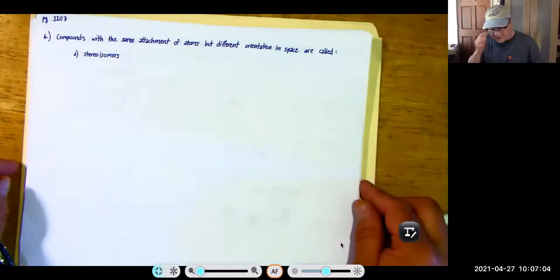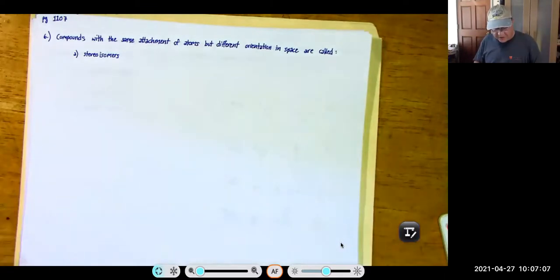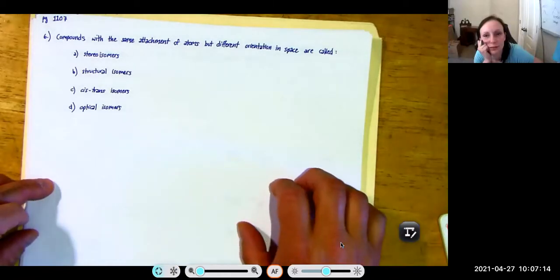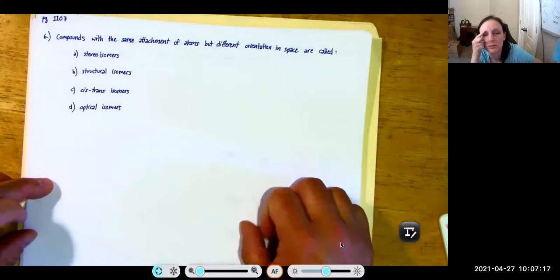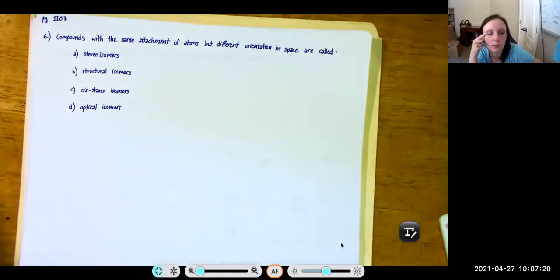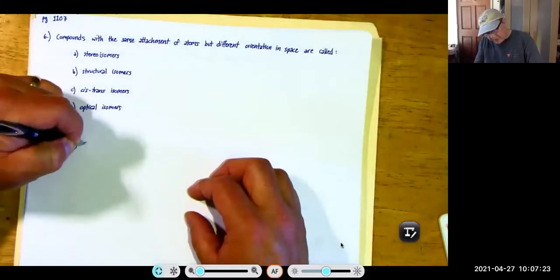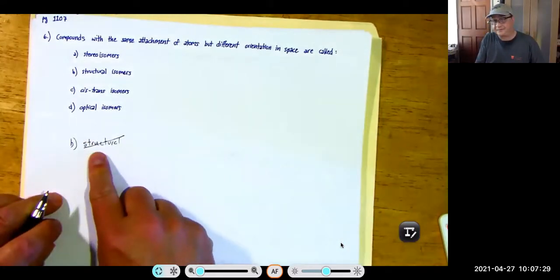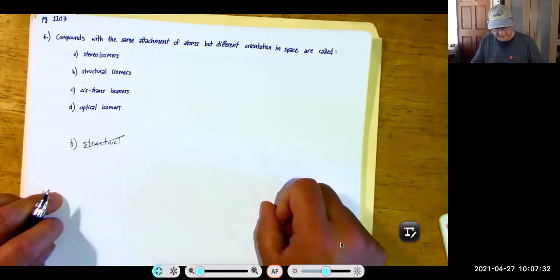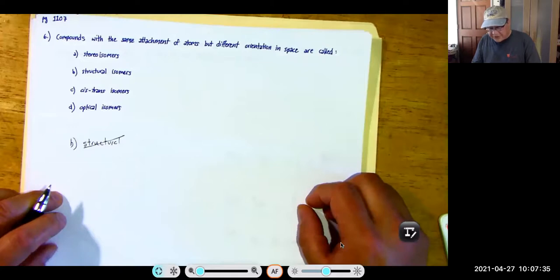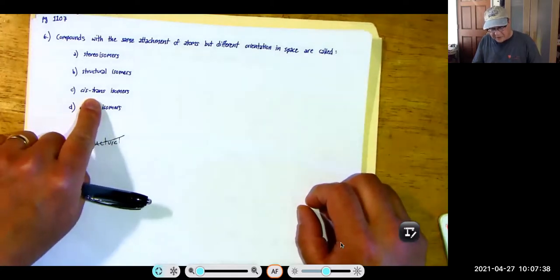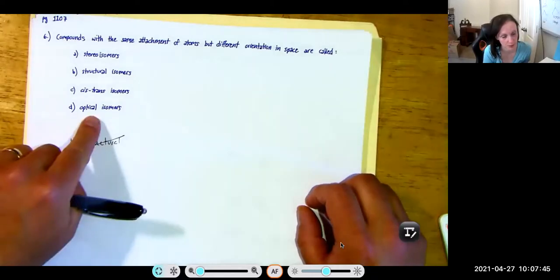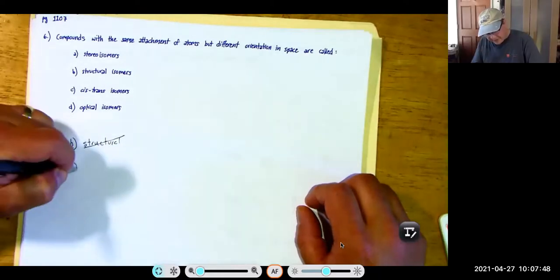Compounds with the same attachments of atoms but different orientation in space are called which? Would it be optical? It would not be structural, because structural is a different attachment of atoms. Now, cis-trans is the same attachment but different orientation. So it's stereoisomers. Because for stereoisomers, there are 2 types.